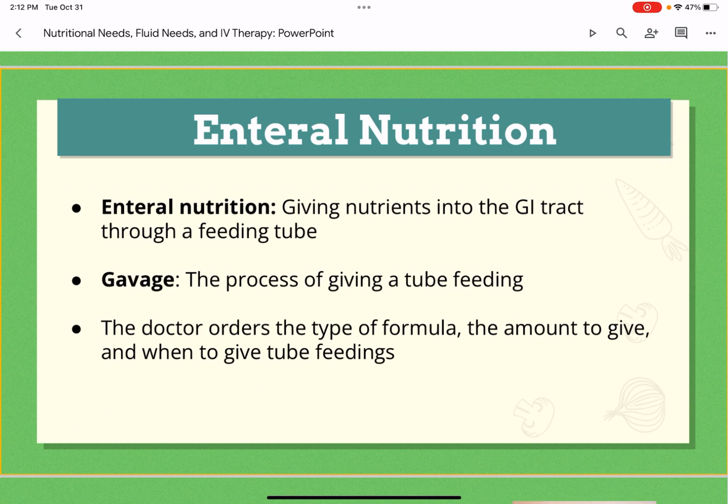Enteral nutrition is giving nutrients into the GI tract through a feeding tube. Gavage is the process of giving a tube feeding. The doctor orders the type of formula, the amount to give, and when to give tube feedings. Tasks involving nutritional support and IV therapy are nursing responsibilities. Some states allow nursing assistants to give tube feedings and feedings via NG tubes. It's important to know your Nurse Practice Act and job description.